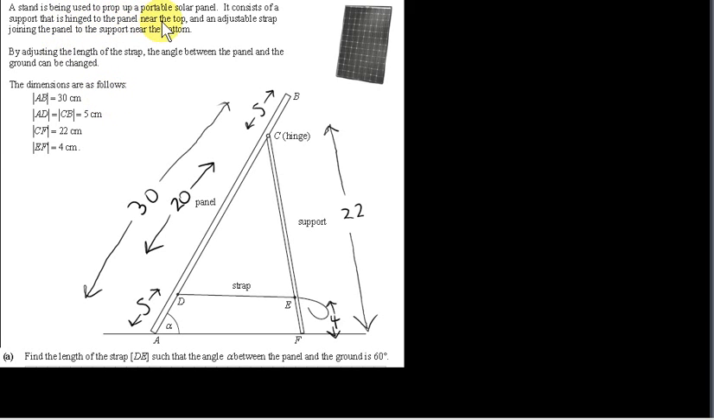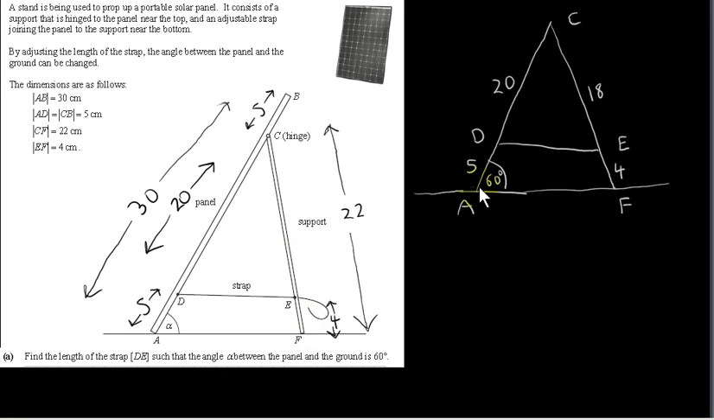A stand is being used to prop up a portable solar panel. It consists of a support that is hinged to the panel near the top and an adjustable strap joining the panel to the support near the bottom. By adjusting the length of the strap, the angle between the panel and the ground can be changed. The dimensions are as follows. AB is 30, AD is 5, CB is 5, CF is 22, EF is 4.